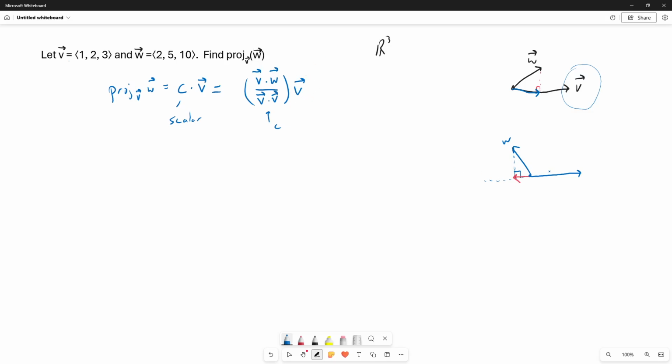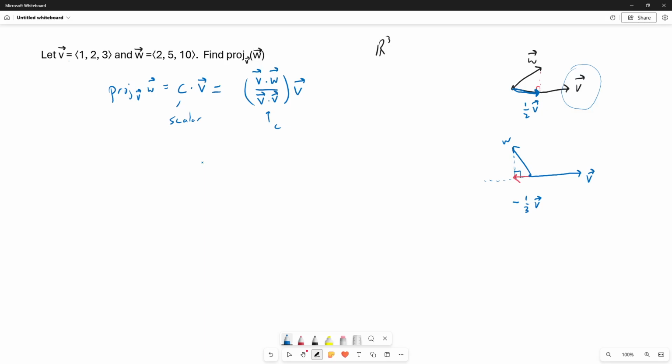So the projection, this was v here, so the projection is just some multiple of v. In this case, it looks like it's about half of v. And in this case, it looks like it's negative, and then maybe it's a third of v. So you're going to have some fraction, in general, of the vector that you're projecting onto.